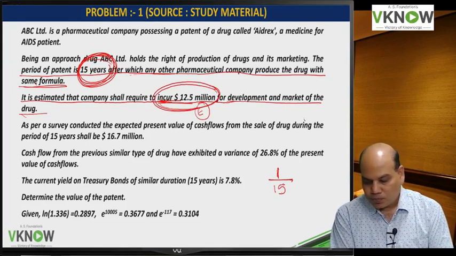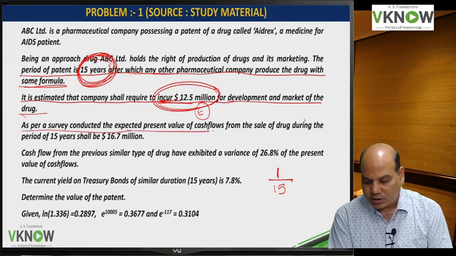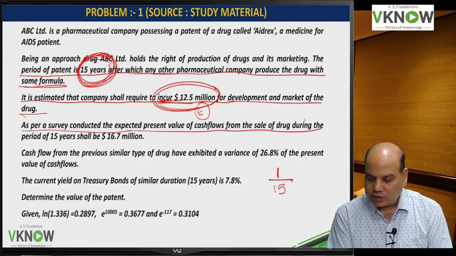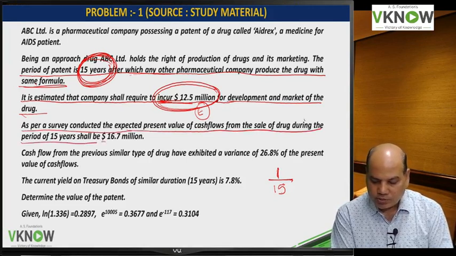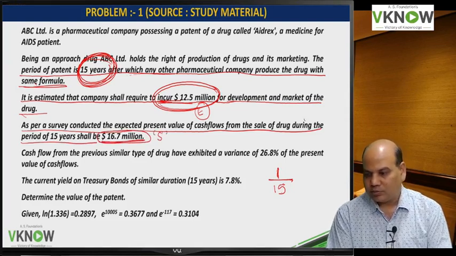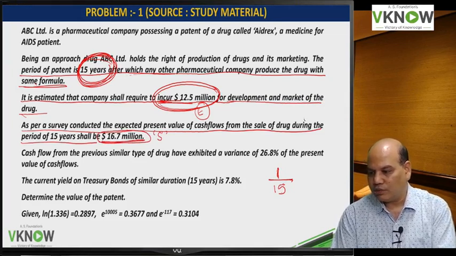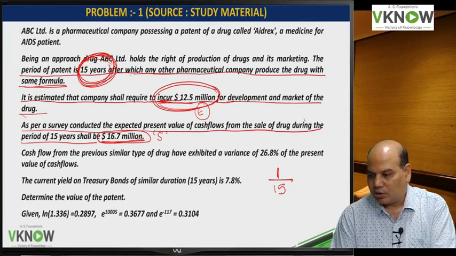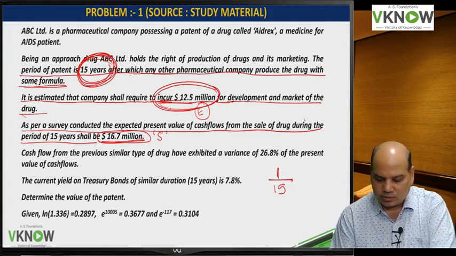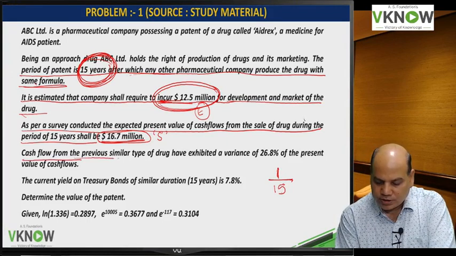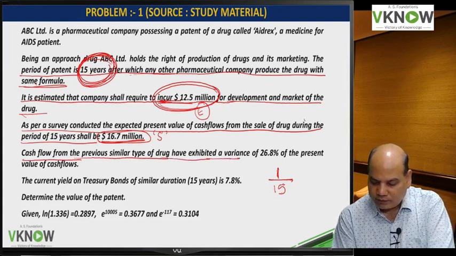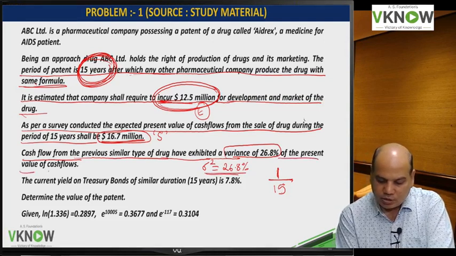As per the survey conducted, the expected present value of cash flow from the sale of the drug during the period of 15 years shall be 16.7 million. This is like your share price in the formula, 16.7. Present value of cash flow during the period of 15 years will be 16.7 million. Cash flow from previous similar type of drugs has exhibited a variance of 26.8%. Sigma square is given, 26.8% of the present value of the cash flow.